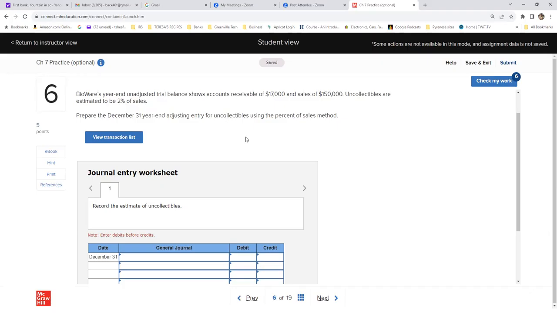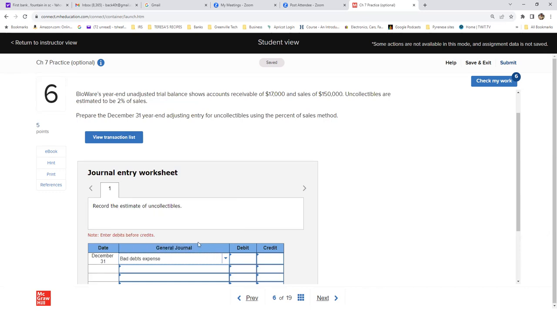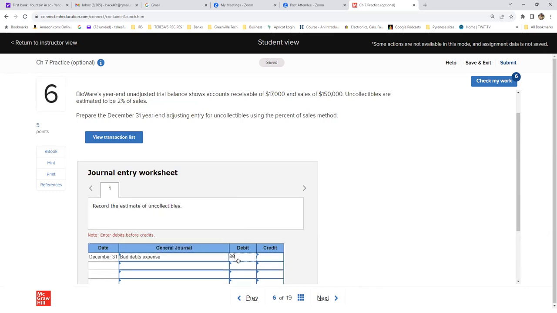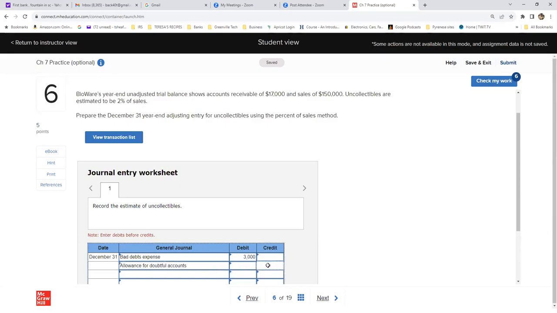We're going to debit bad debt expense $3,000, and we're going to go ahead and credit allowance for doubtful accounts $3,000.